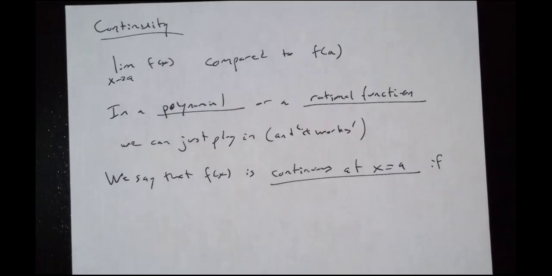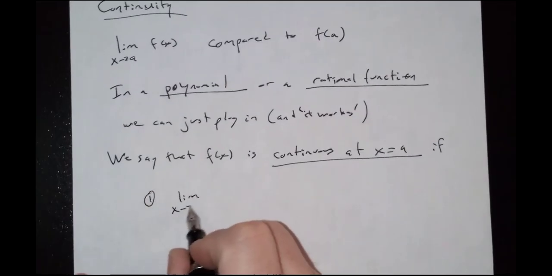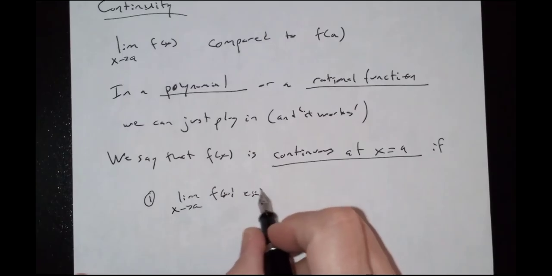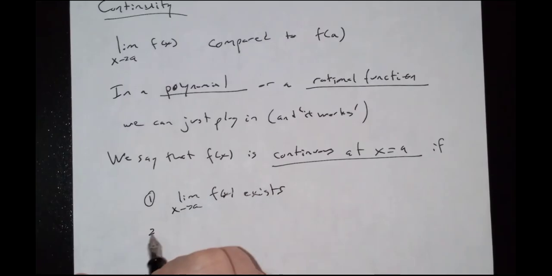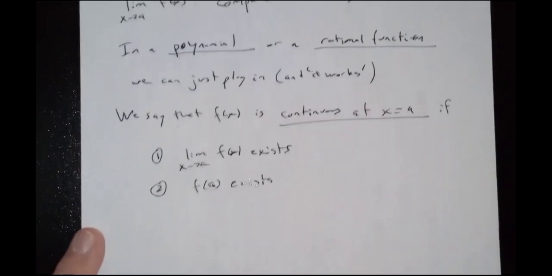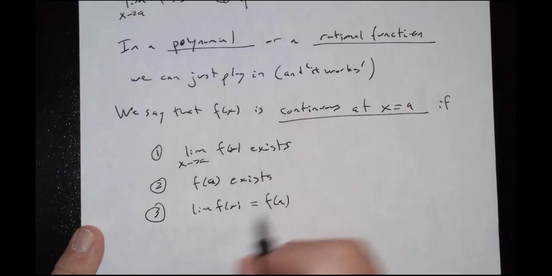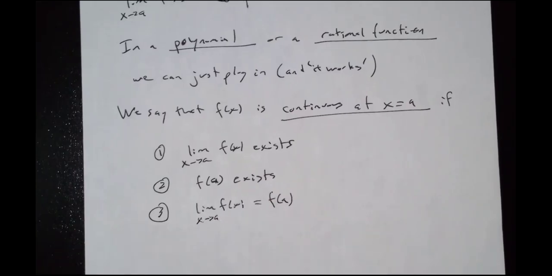I'm going to call this idea continuous. A function is continuous at the point x equals a if, 1, the limit as x approaches a of f of x exists, 2, f of a exists, and 3, these two things match. But all three of these must be true in order for our function to be continuous at a particular dot, whatever x value we're looking at.